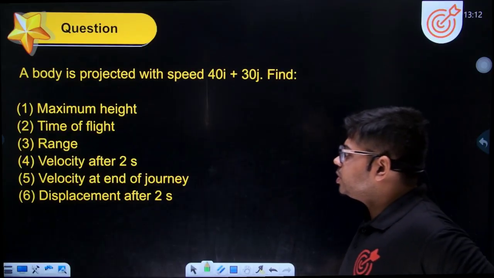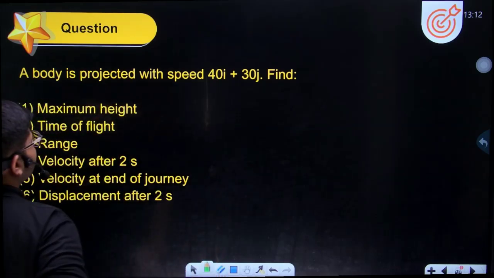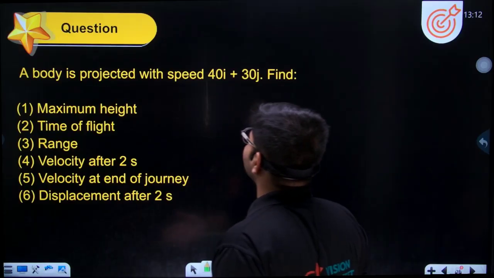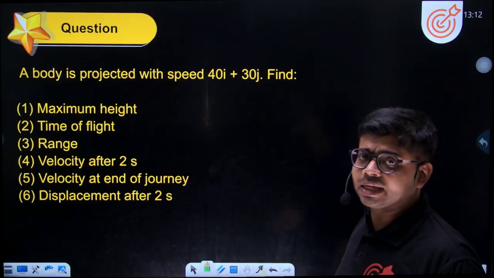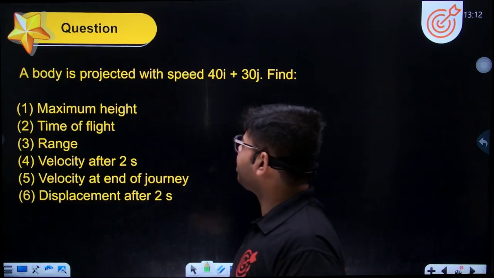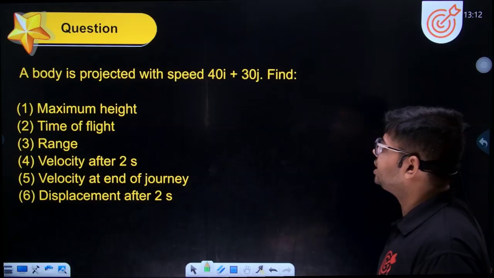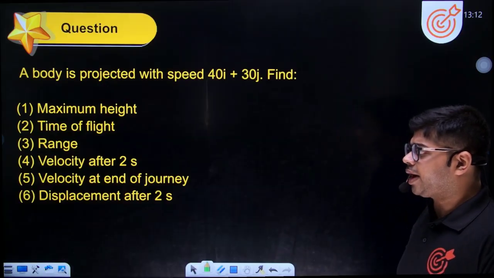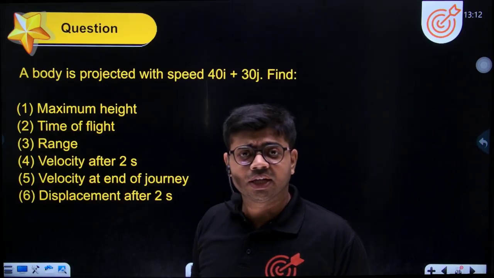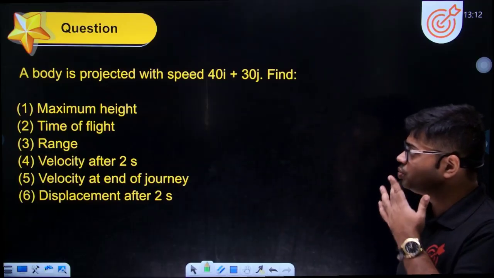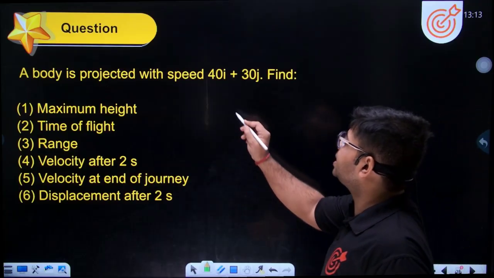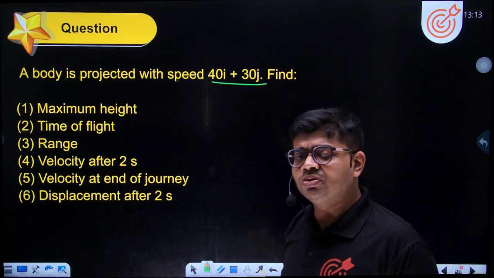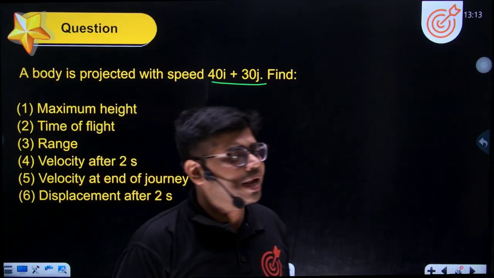Now I want you to read this. This is a question which says that a body is projected with velocity 40i plus 30j. We need to find the maximum height, time of flight, range, velocity after 2 seconds, velocity at the end of the journey, and displacement after 2 seconds. So only the velocity value is given to you. This is a very important concept. We will see how we can find out all this.